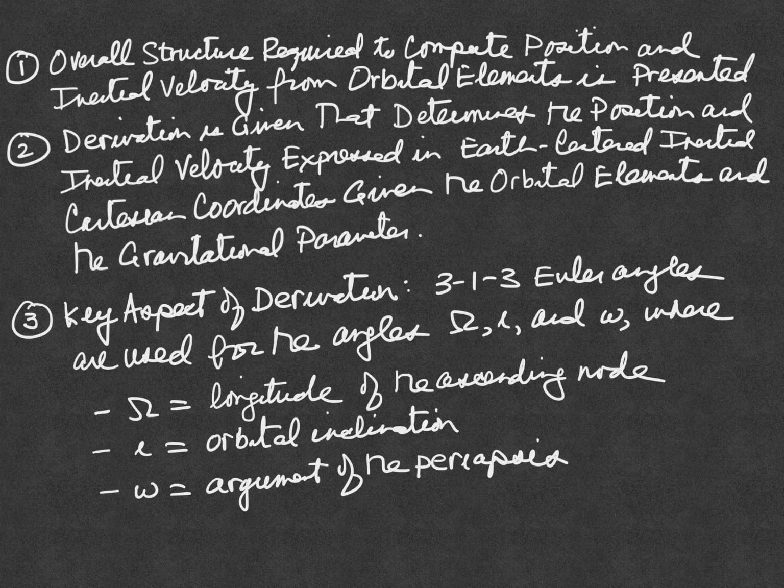Now, these three angles are particularly important because we have to use them in a 3-1-3 Euler angle sequence as part of this derivation, where we transform from orbital elements to position and inertial velocity expressed in the Earth-centered inertial Cartesian coordinates. So let's get started with the rest of this lecture.